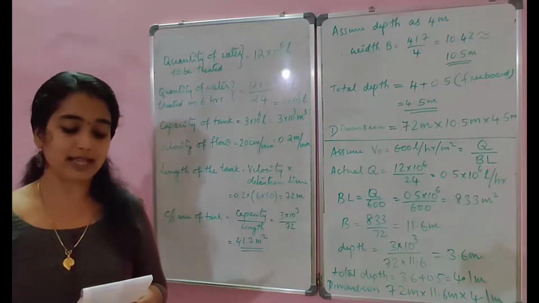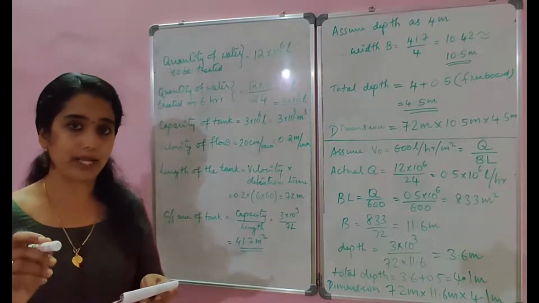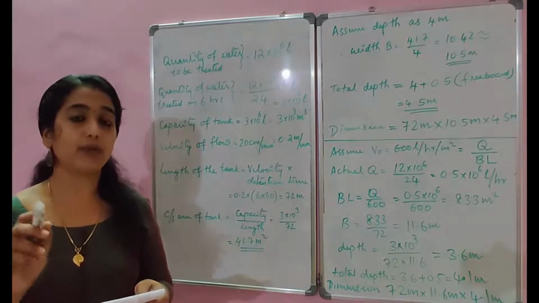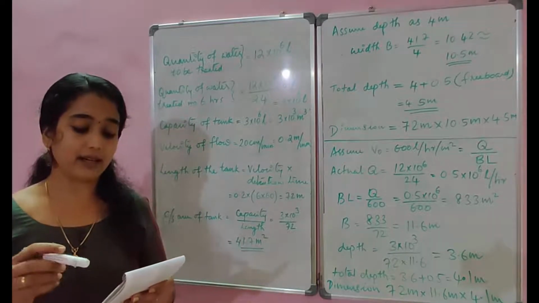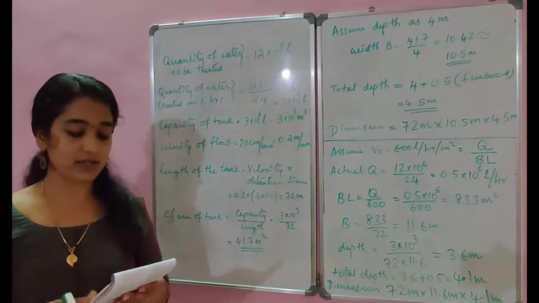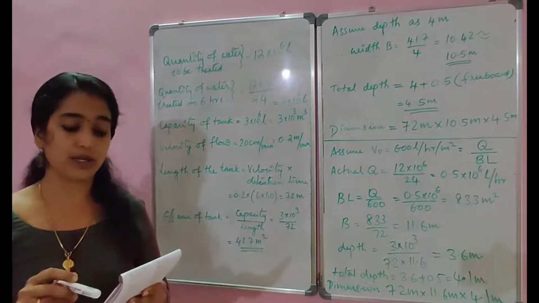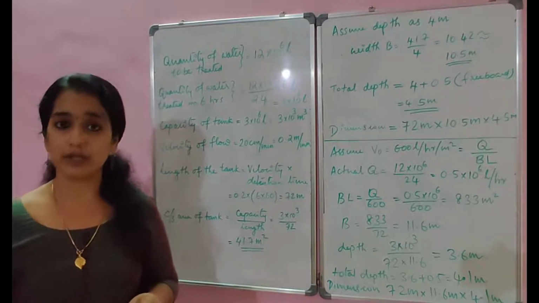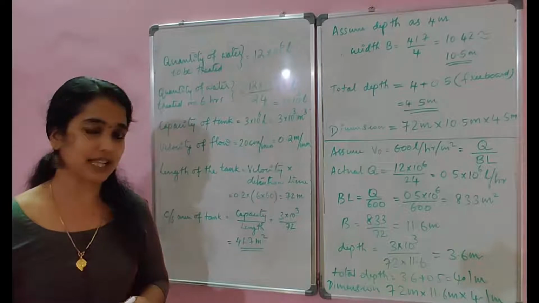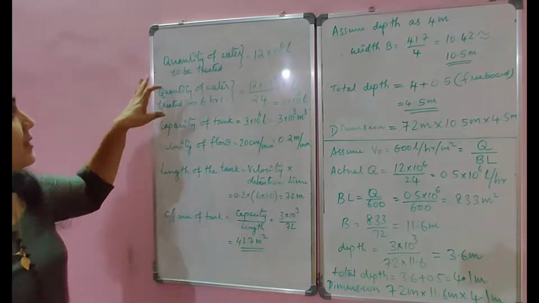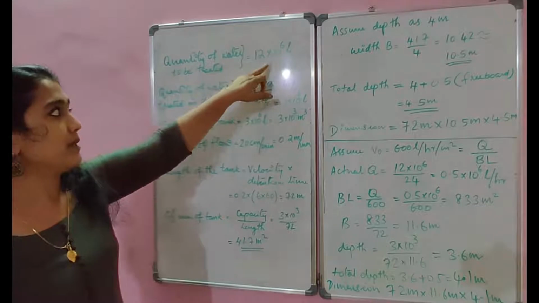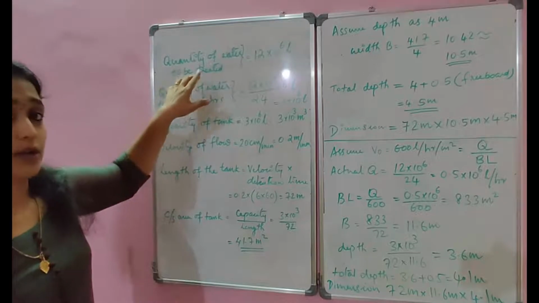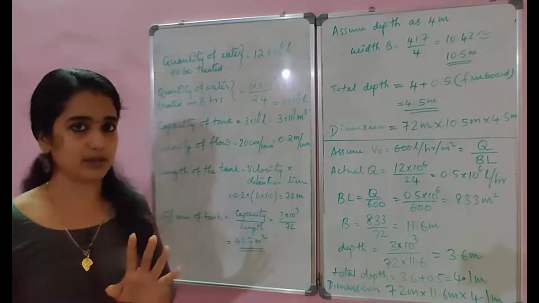In this design question, we are already given the maximum daily demand, which is the capacity of the sedimentation tank for 24 hours. The detention time is given as 6 hours and the velocity of flow is given as 20 cm per minute. Taking all these values, we are going to design this plain sedimentation tank. The maximum daily demand is 12 into 10 raised to 6 liters, that is 12 million liters, which is the quantity of water to be treated for 24 hours.